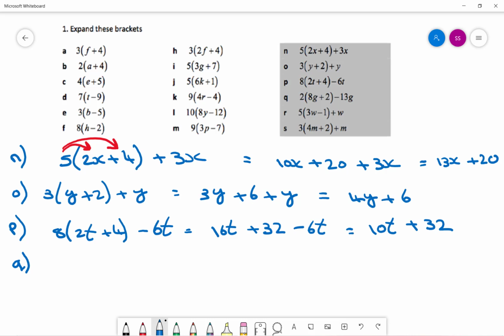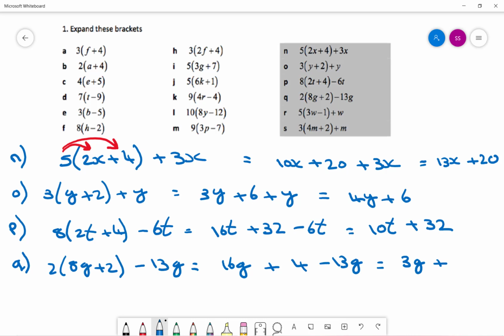Next one, Q. We've got 2, 8g plus 2 minus 13g. So expand out. 2 8s will be 16g plus 2 times 2 is 4 minus our 13g. And now again group like terms. 16g minus 13g will be 3g plus 4. So there we are down to Q.